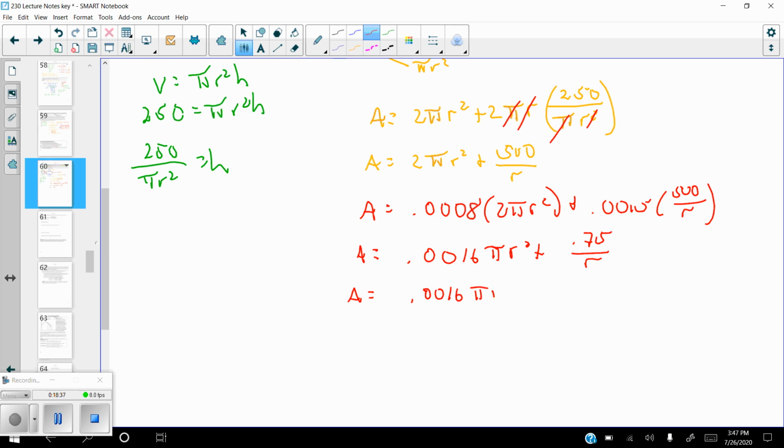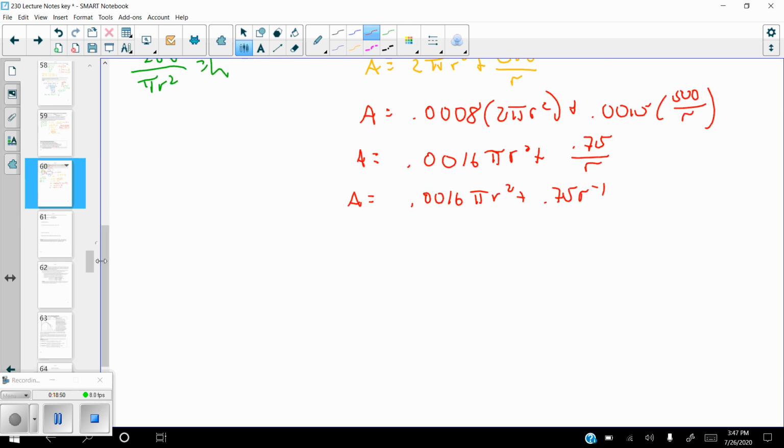0.0016 pi r squared, that's going to stay the same. I'm going to rewrite this other one as 0.75 r to the negative 1. It's just going to make it easier to take a derivative. We can put it back into a fraction later. All that stuff was the big setup. A lot of work there for the setup.